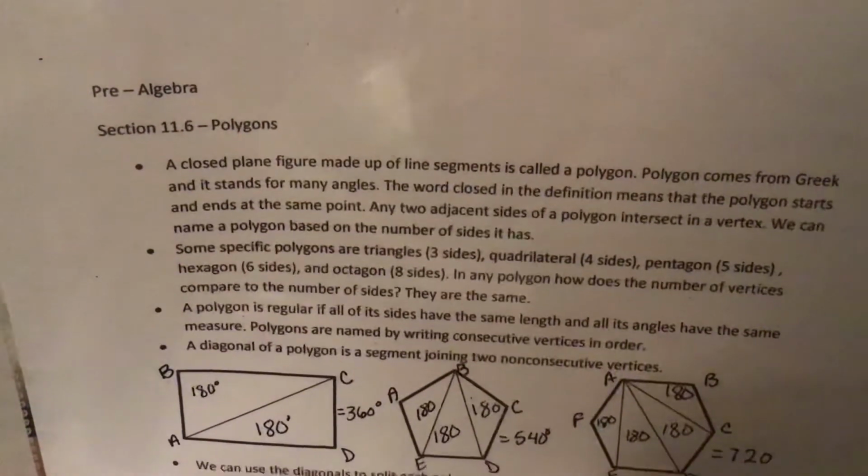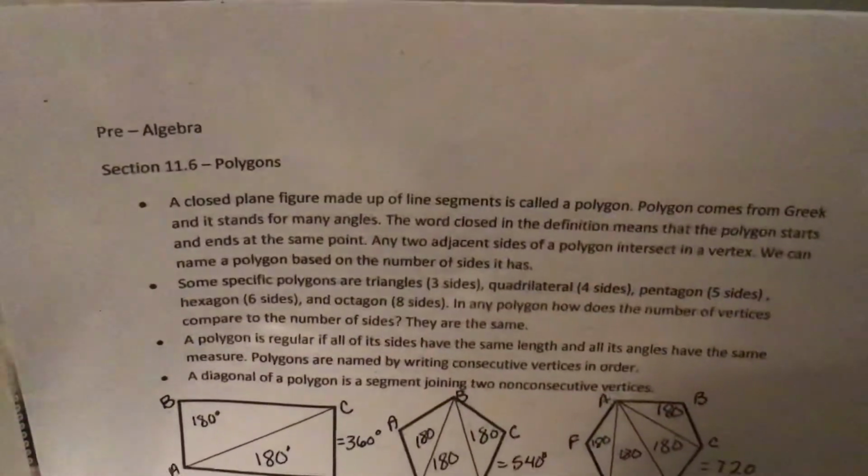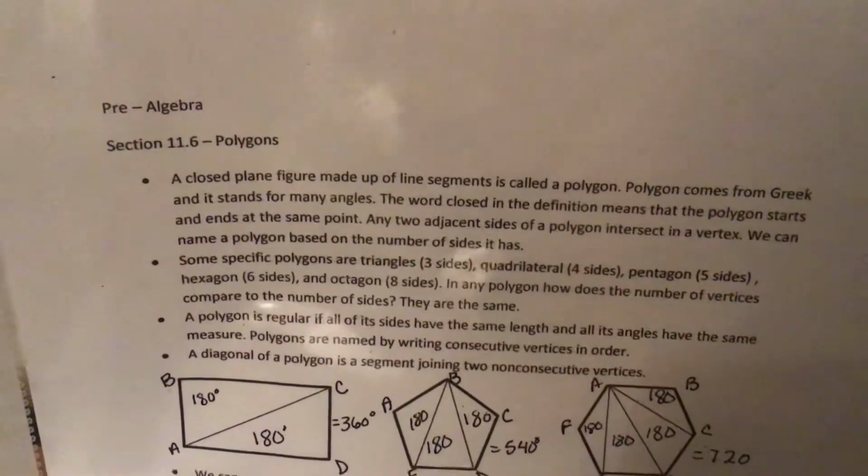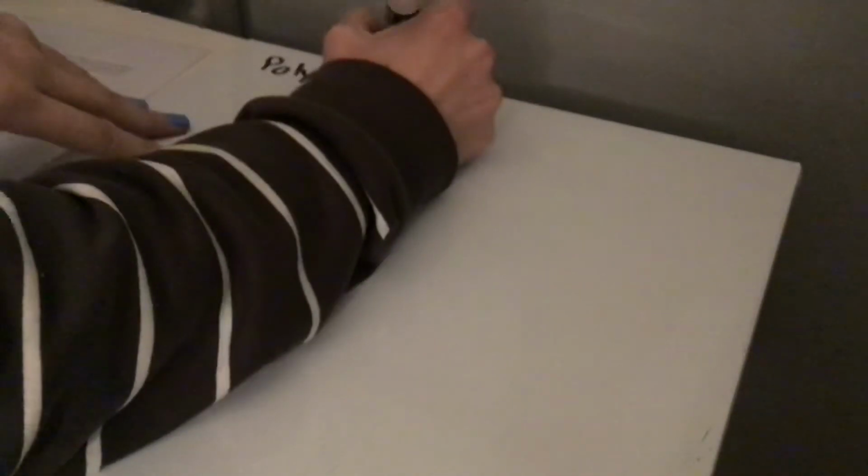11.6, polygons. So more shapes for our geometry lesson, okay? So we have to define a polygon, okay? And it just says, if we think about the word, right? Poly means many, and gon is angles. So what this is, it stands for many angles.